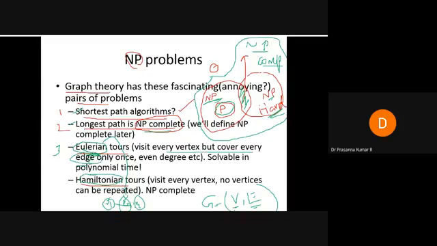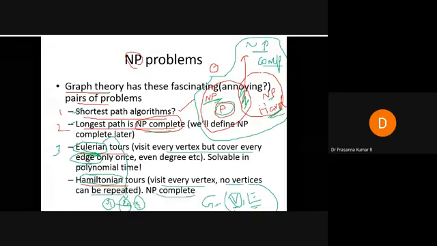Whereas Hamilton was talking about the vertices. All his problems were oriented towards vertices. So here you visit every vertex, no vertex can be repeated, and this is also an NP complete problem. This Hamilton tour is an example of NP complete. So longest path and Hamilton tour are NP complete problems. Shortest path and Euler belong to pure NP problems. So I hope you understand what NP complete is. It is NP as well as NP hard, that is, an intersection of both.